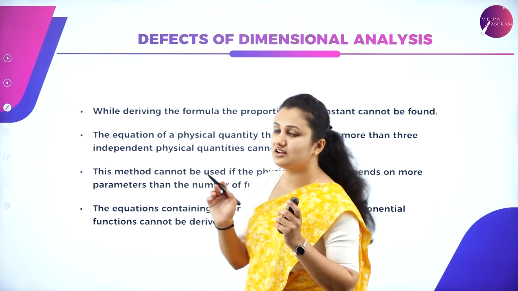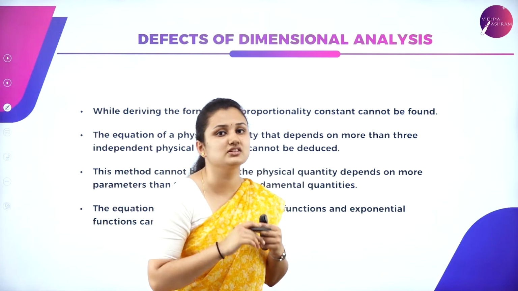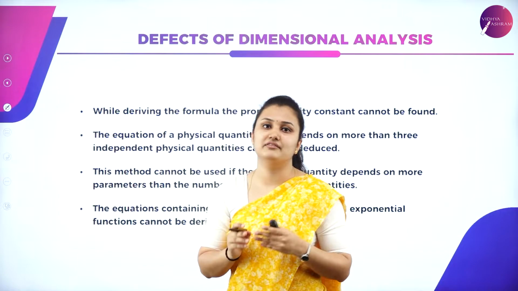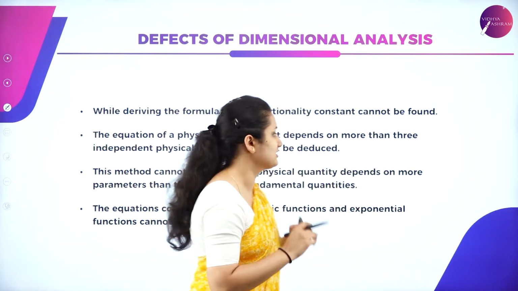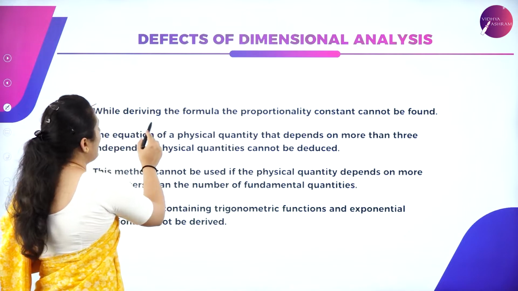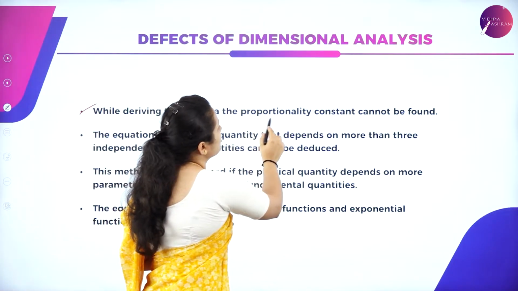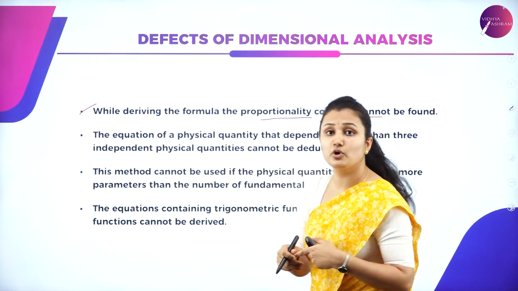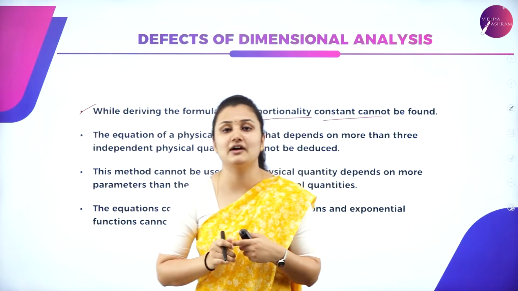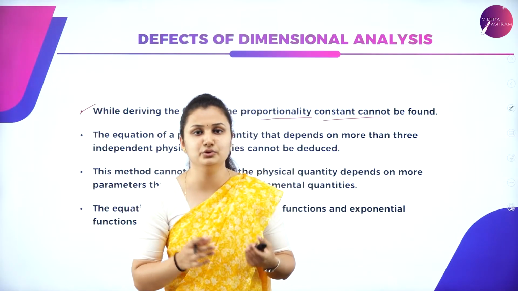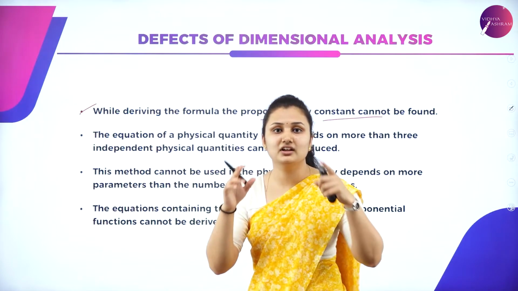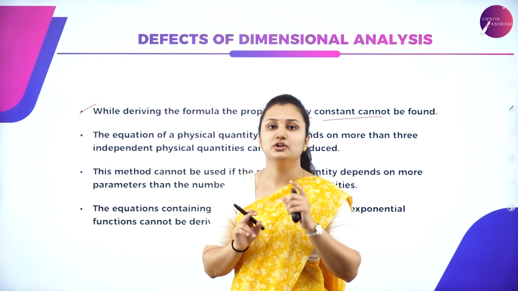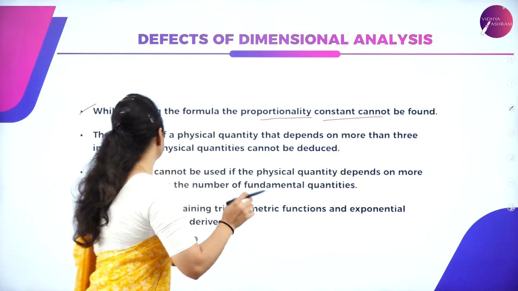Next, you have the defects of dimensional analysis, the disadvantages of dimensional analysis. Whenever you have advantages, it's quite obvious that you'll have disadvantages. Let us go through this. While deriving a formula, the proportionality constant cannot be found. I have told you, if there is a numerical value, you cannot represent it using dimensions. So, you cannot find the dimension of a numerical value using dimensional analysis.